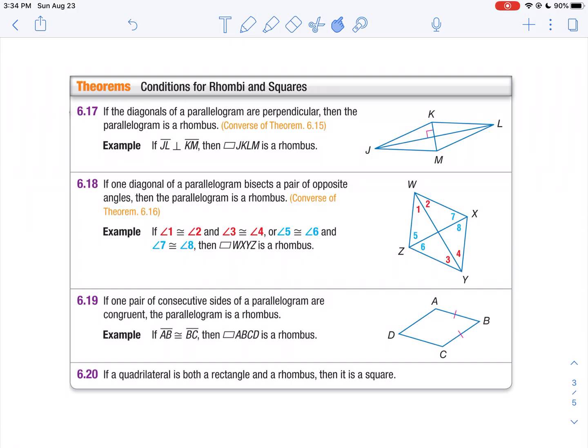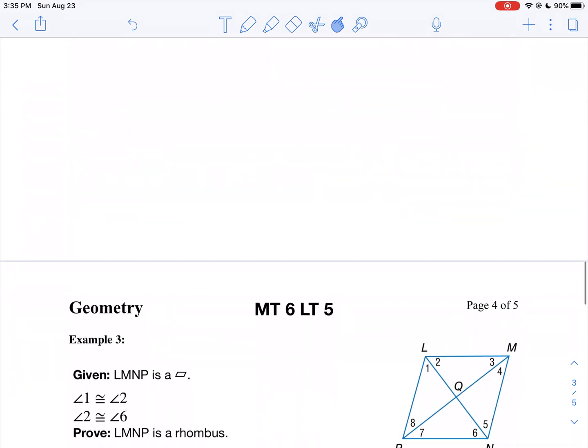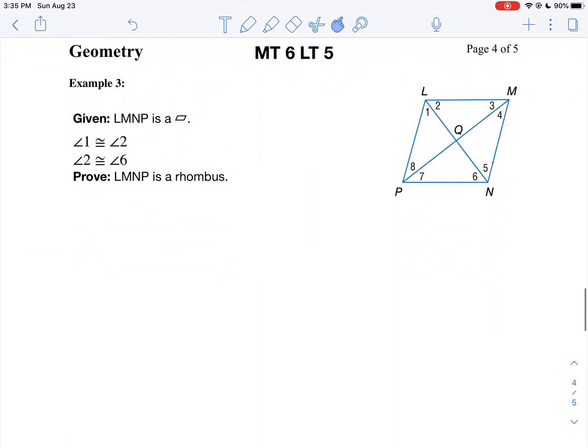If the diagonals of a parallelogram are perpendicular, it must be a rhombus. If one diagonal of a parallelogram bisects the opposite angles, it must be a rhombus. If you have a parallelogram and the adjacent sides are congruent, it must be a rhombus. And then, like I said before, if a shape is both a rectangle and a rhombus, then it's a square.